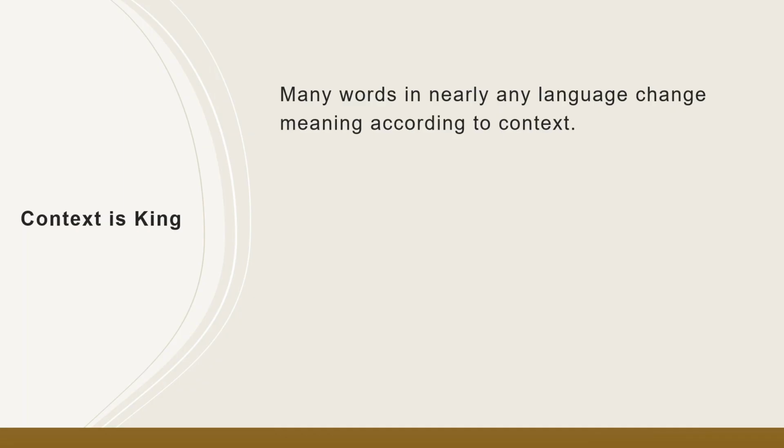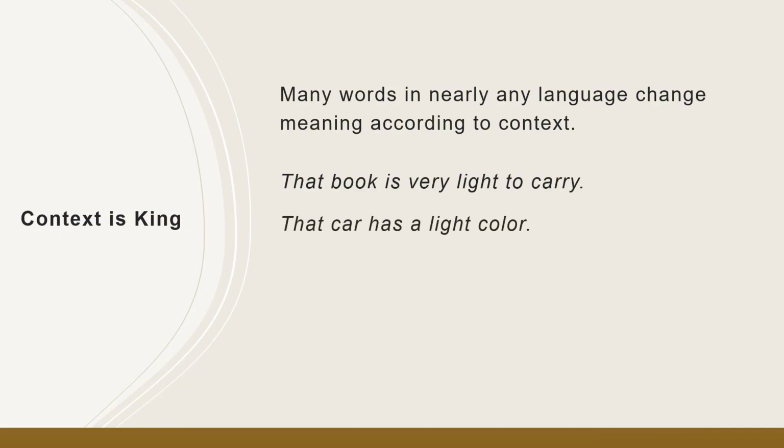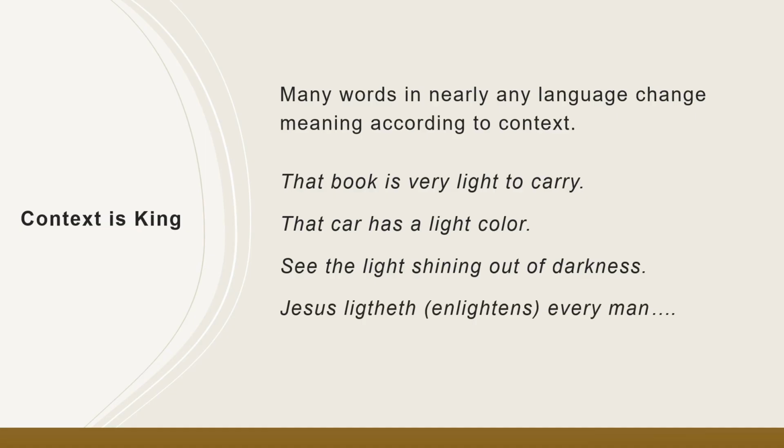Here's some examples. Take the word light. Light, a very simple, very common word. We use it: that book is very light to carry. Well, that just means the book doesn't weigh very much. That car has a light color, so it's a lighter color. See the light shining out of darkness. This is physical light shining out of darkness. Jesus lighteth, or enlightens, every man that cometh into the world. This is spiritual light. So here we have 4 ways light is used.